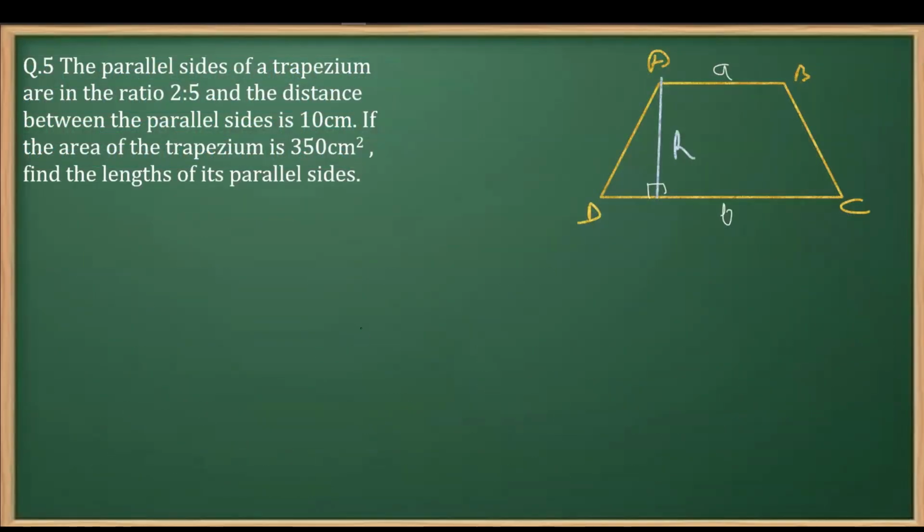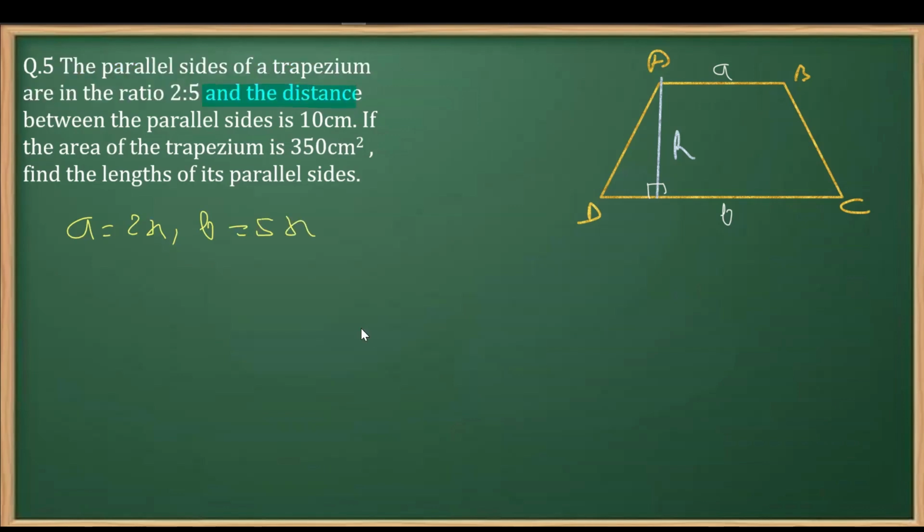In question number 5, it says parallel sides of a trapezium are in the ratio 2 is to 5. So you can see that these are the parallel sides and their ratio is given. Right. So what we can do here, let's say if I take A, this is in the ratio 2 is to 5. So I can take A as 2x and B as 5x. You can write a let statement for this.